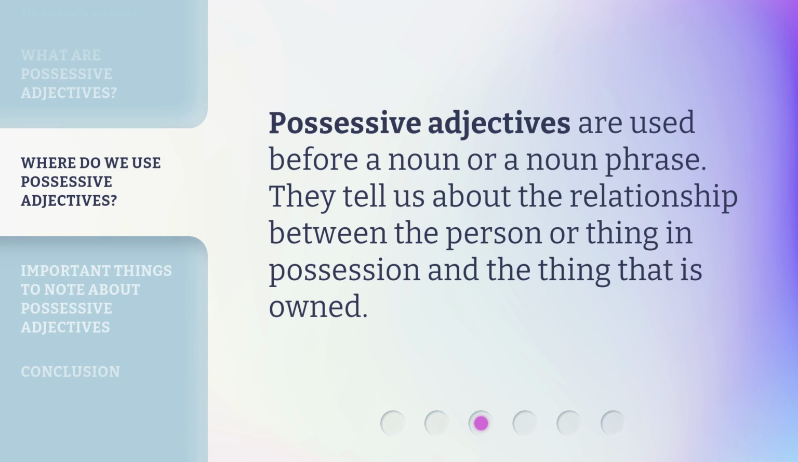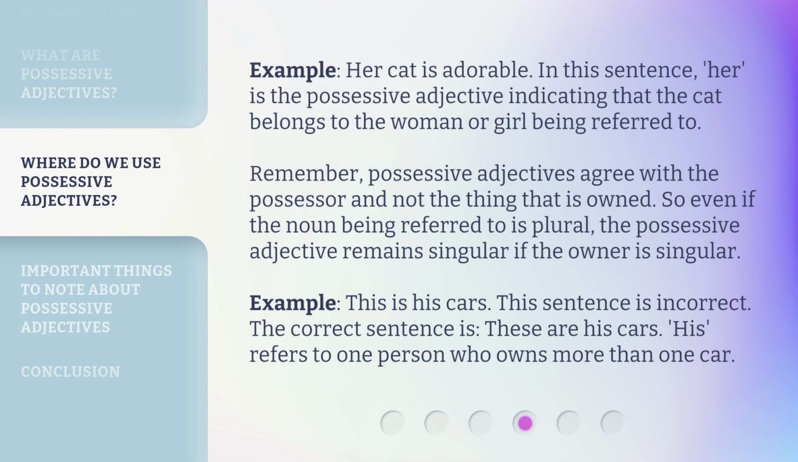Possessive adjectives are used before a noun or a noun phrase. They tell us about the relationship between the person or thing in possession and the thing that is owned. Example: her cat is adorable. In this sentence, her is the possessive adjective indicating that the cat belongs to the woman or girl being referred to. Remember, possessive adjectives agree with the possessor and not the thing that is owned.